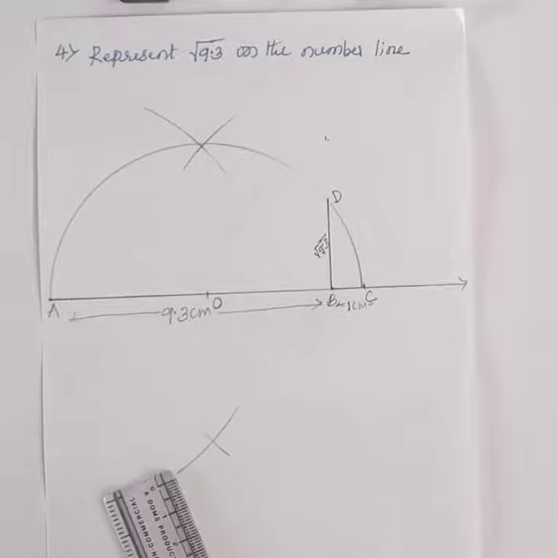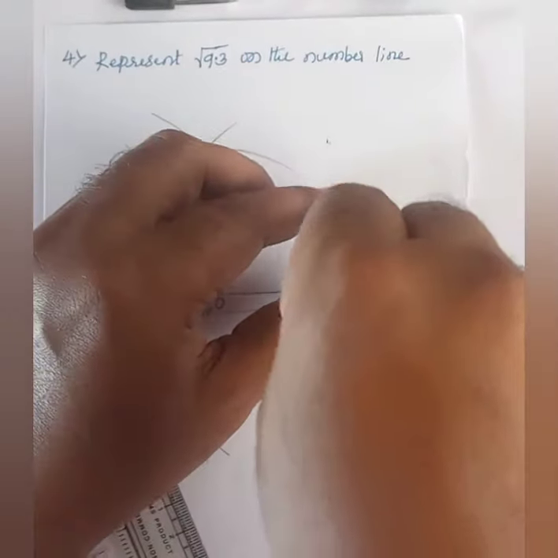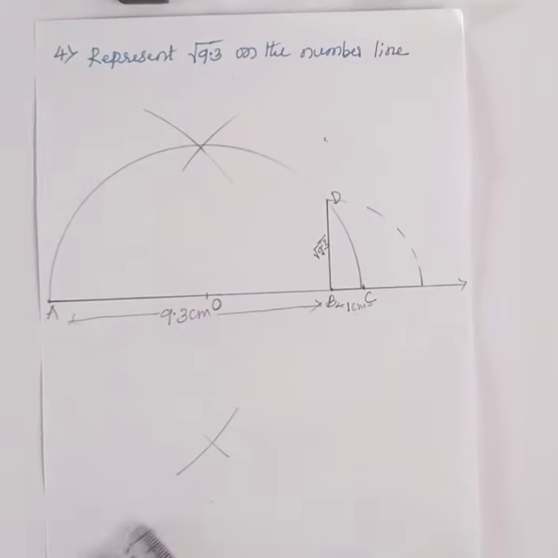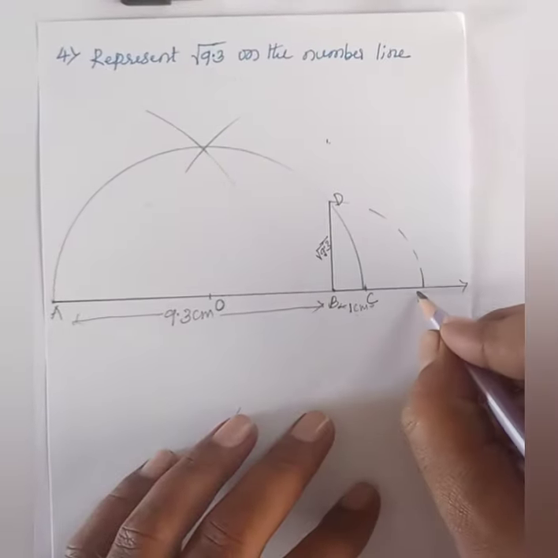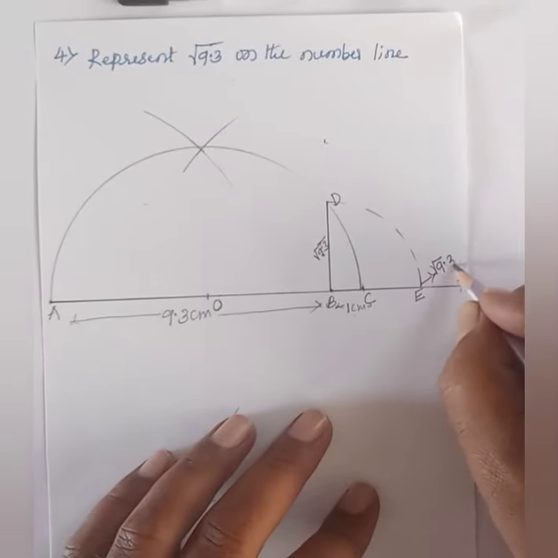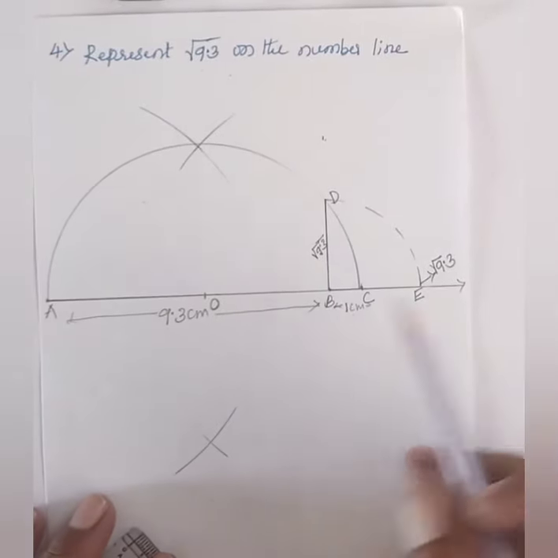Make BD as a radius. Take your compasses. You have to draw one arc from this point on the circumference of the circle till this line. You can draw either a continuous line or dotted line, using BD as a radius. Now you have to take E. This E gives us root of 9.3 on the number line.